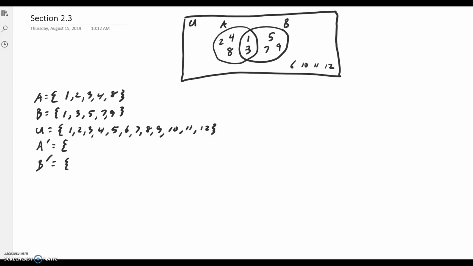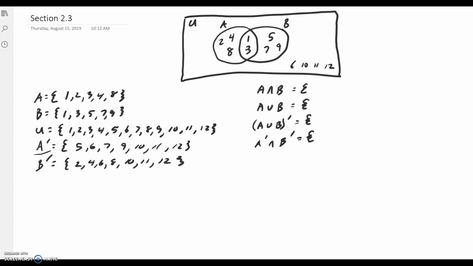Now, the complement of A, that's what this symbol means, the complement of A. It's everything that's in the universe. It's everything from 1 to 12, but not in A. So it's everything in the universe, get rid of 1, 2, 3, 4, 8. So we're left with 5, 6, 7, 9, 10, 11, 12. Try B complement. B is everything in the universe, that's 1 through 12, except for 1, 3, 5, 7, 9. So it's going to be 2, 4, 6, 8, 10, 11, 12.